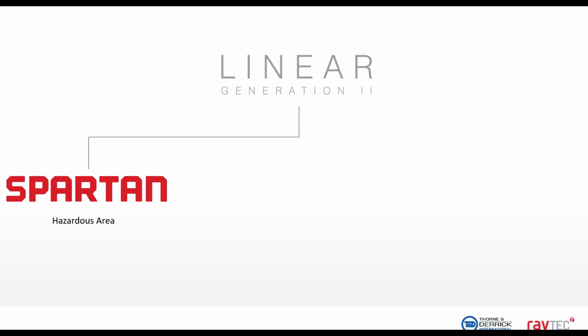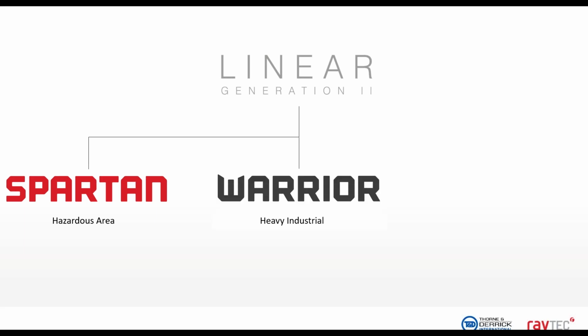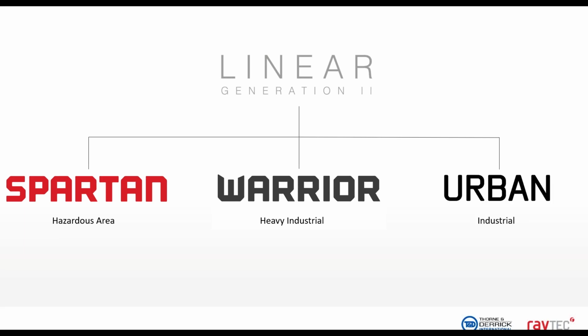So if you see Spartan branded product, you know that it's by Raytec, you know it's a hazardous area product. With the Linear Gen 2, we've also introduced Warrior, which will be our brand new brand for heavy industrial products, and then Urban, which is the new brand for standard, less heavy duty industrial products, which have a focus on efficiency and connectivity. So Warrior Linear you can find now on our website, and we'll be releasing more information on the Urban variants in the coming weeks as well. And this branding is going to be rolled out across the Raytec range going forward.